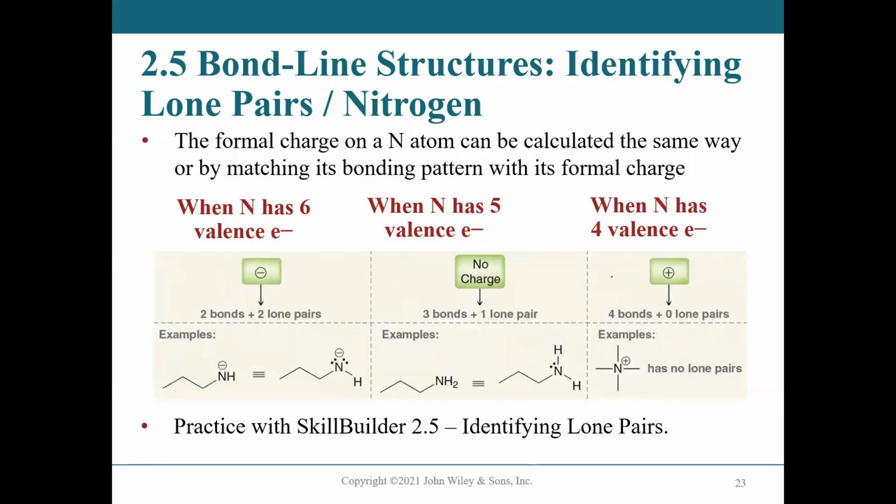So they talk about oxygen on this slide. Here they talk about nitrogen. Remember, nitrogen wants to have 5 valence electrons, so 5 minus 6 equals -1. 5 minus 5 equals 0. And 5 minus 4 equals +1.